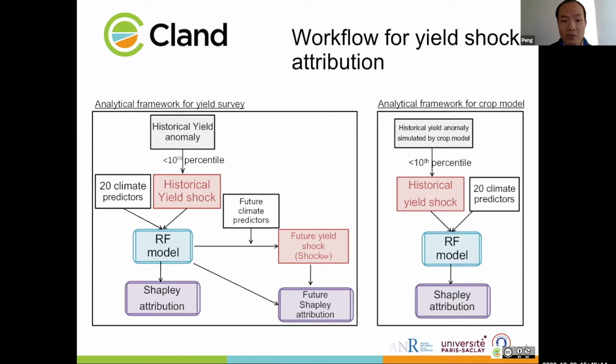Finally, we use the Shapley attribution analysis to decompose the total yield shock probability into each climate driver. We also do the future yield shock prediction with the future climate data set, and then do a future attribution analysis with the Shapley model. The same procedure was applied to the yield shock identified in the crop simulation, because we want to know whether the crop model has a good capacity to simulate the yield shock.